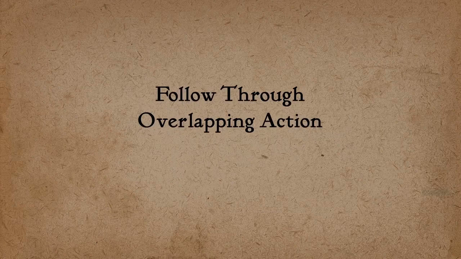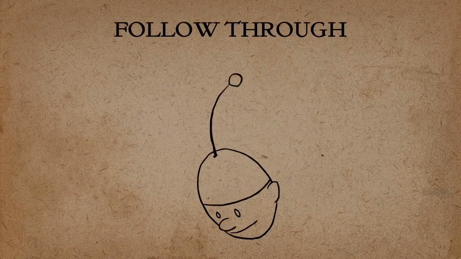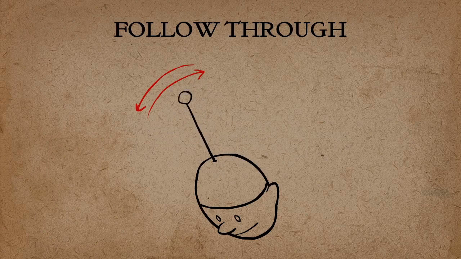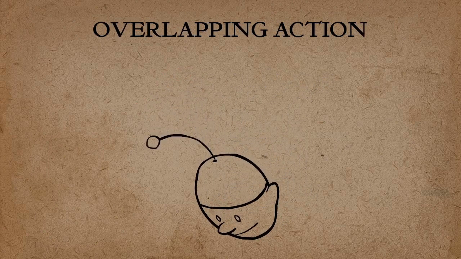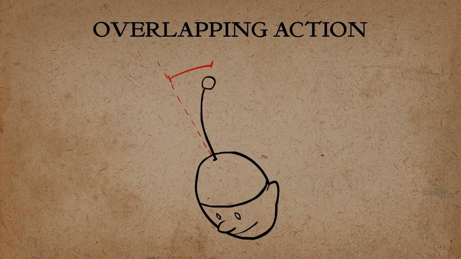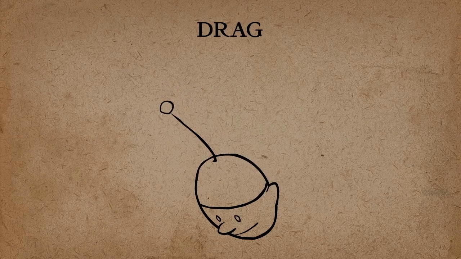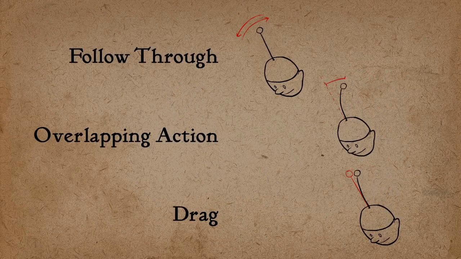Follow through and overlapping action are often associated with another technique called drag. These names all describe the same thing but in different ways. For example, follow through refers to the way parts of the body continue to move after the body has stopped. Overlapping action describes the offset between the timing of the main body and its other parts. Drag describes the technique of delaying the movement of body parts in relation to the main body. All three of these are basically describing different aspects of the same thing.